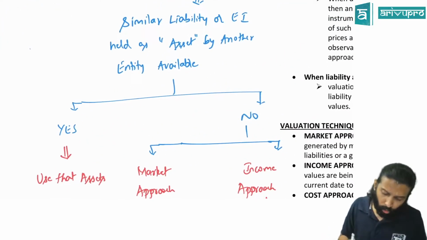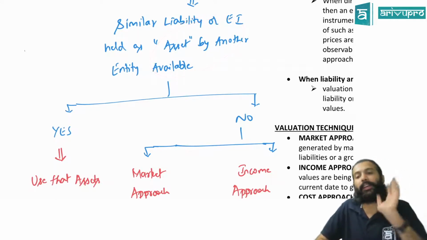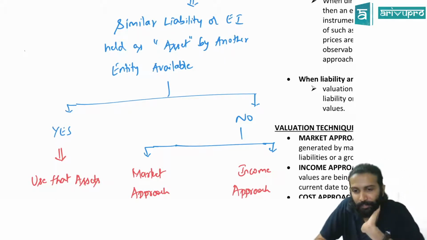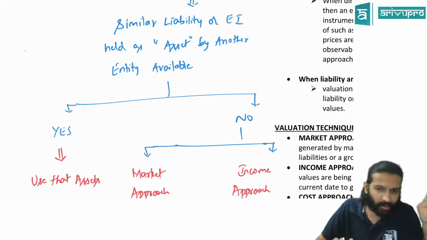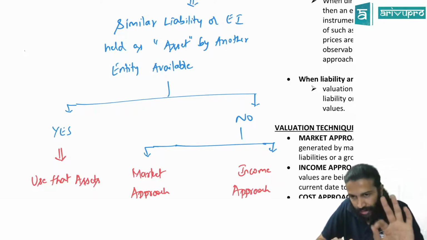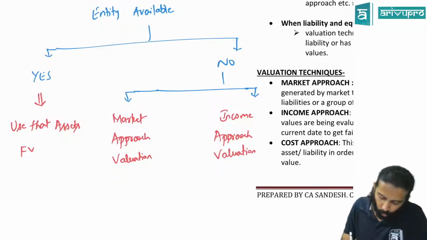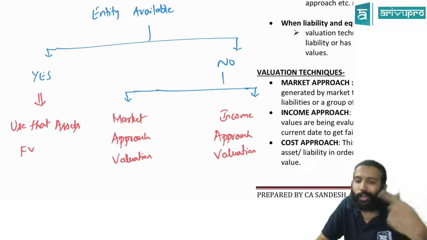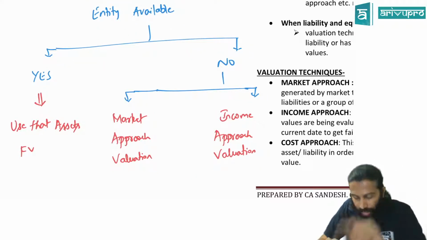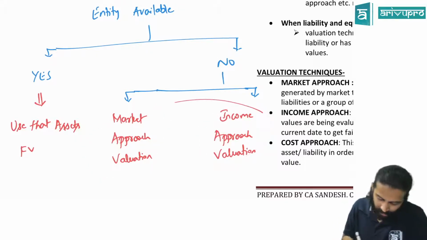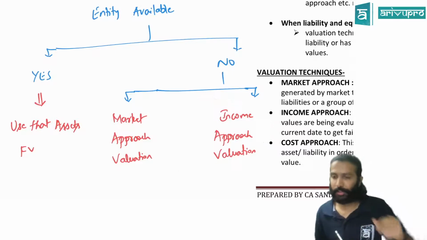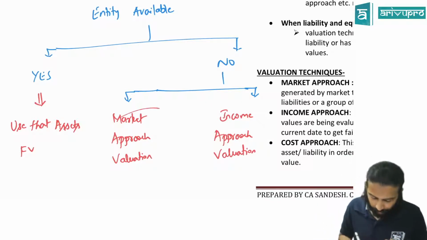If you feel no similar asset is also held by any company, you are a peculiar company, you don't have any similar industry, and your company is also not listed, neither do you have similar companies, correct? In that case, you have to do what? Valuation approach. You have to value that liability. And the valuation approach allowed is either the market approach or the income approach. These are valuation techniques which we'll discuss further. That I'll tell you in a bit.